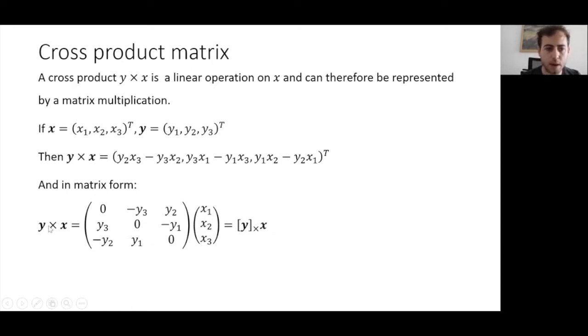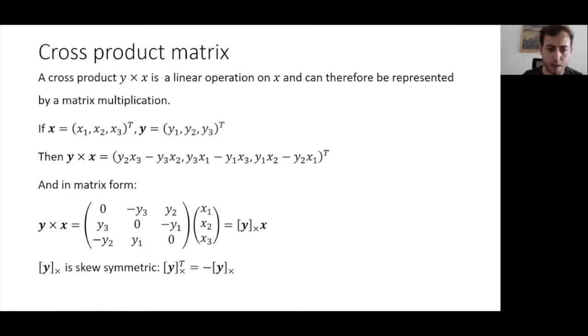In this case, y cross product x is just a matrix multiplication of this isolation of y entries and the vector x. So we get that y cross x equals the cross product matrix of y multiplied by x. And the notation for this matrix is called the cross product matrix.